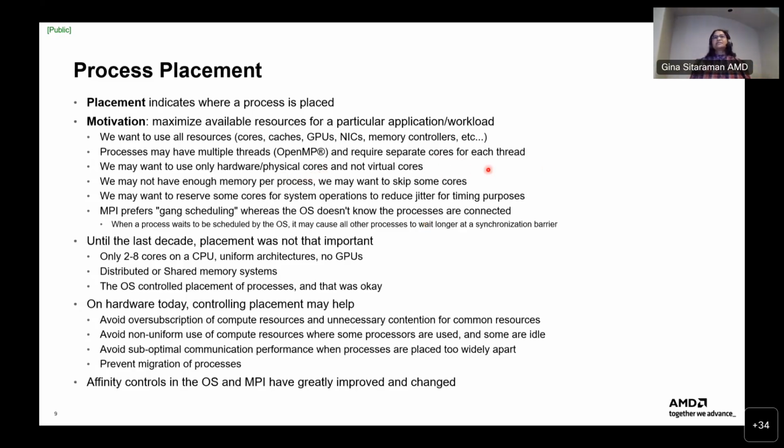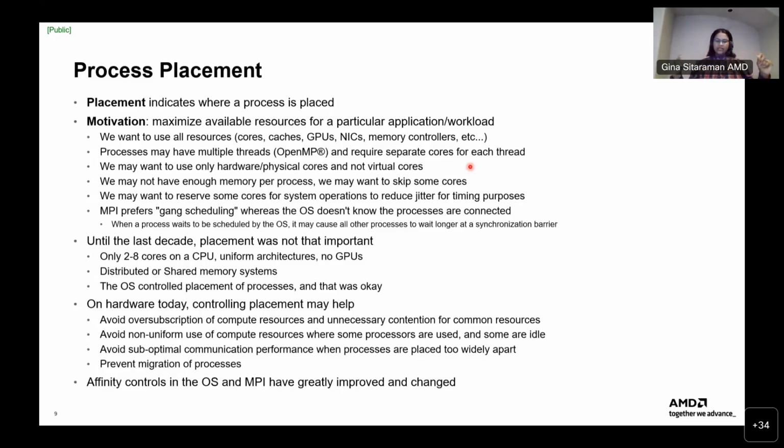Or in some cases, you may not want to use the second hardware thread that's running on a physical core because they have to timeshare, and you may not want that. And in some cases, you may not have enough memory, or maybe you want to maximize the use of cache in the CPU, the CPU cache. So in some cases, we may want to skip some cores.